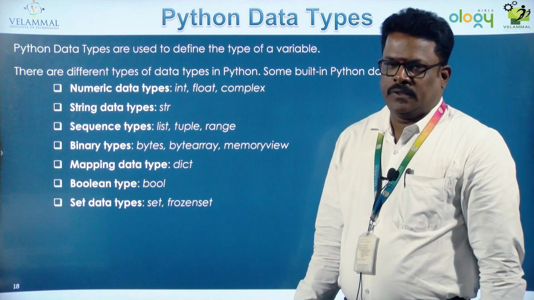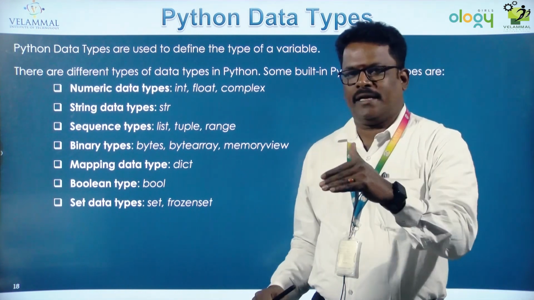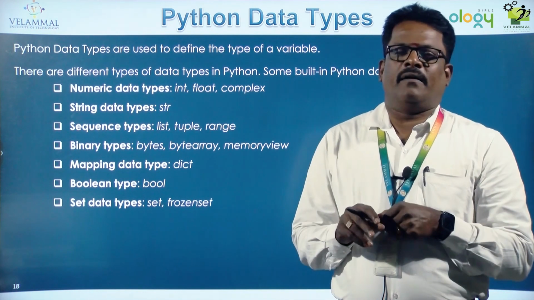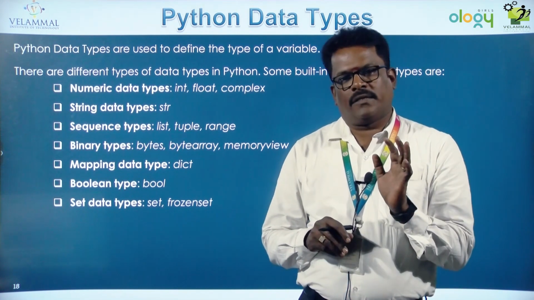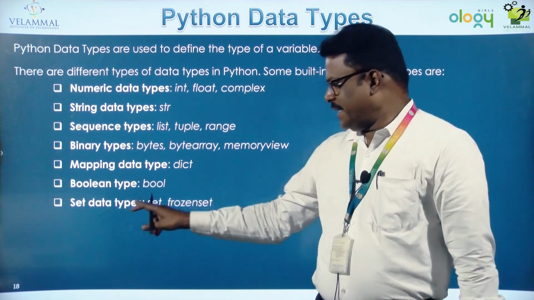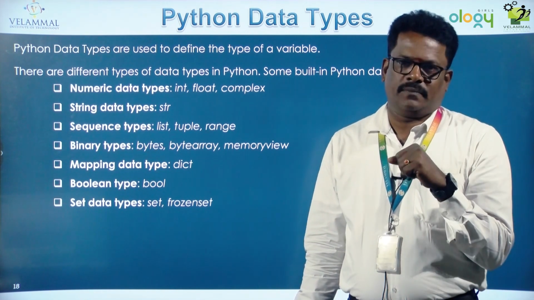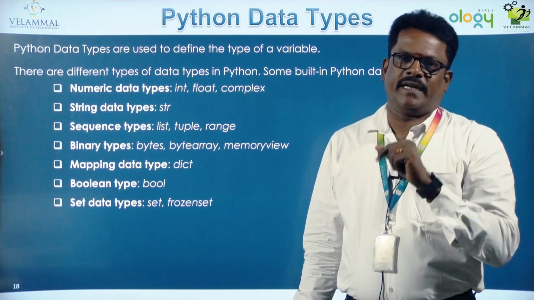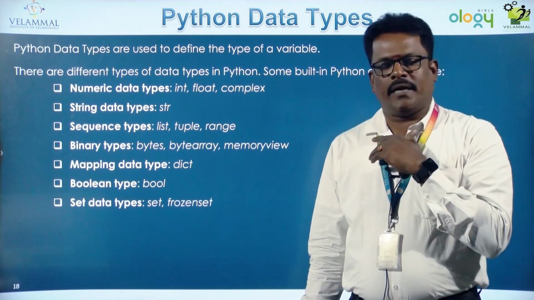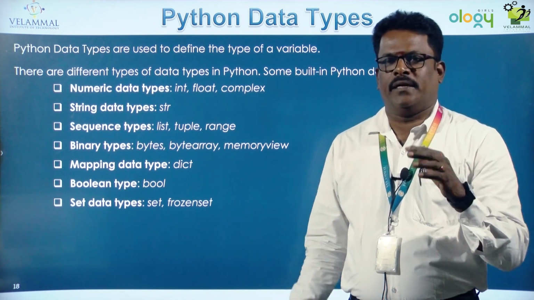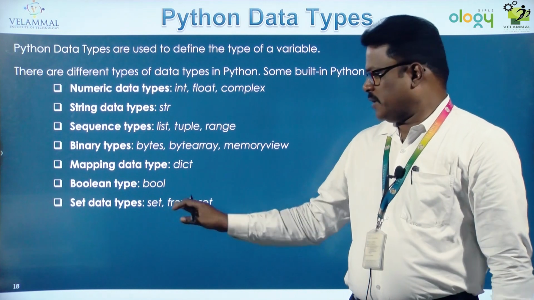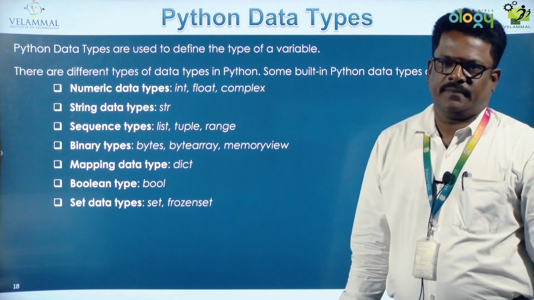Boolean type, true or false. We can check whether the given value is true or false. Set data types. We can set the data types into another one. We are going to freeze the data types. During complete execution, the data type should not change. We are going to make use of frozenset.